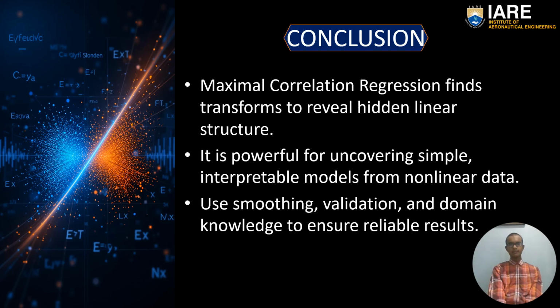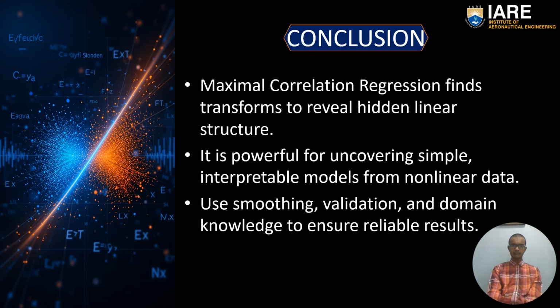Maximal correlation regression, MCR, is a practical and systematic approach for extending the power of linear models to nonlinear settings. It helps uncover hidden linear structures in data that may first appear complex or nonlinear. By applying suitable methods to the transformations, MCR allows us to retain the simplicity and interpretability of linear regression while still capturing richer and more complex relationships.